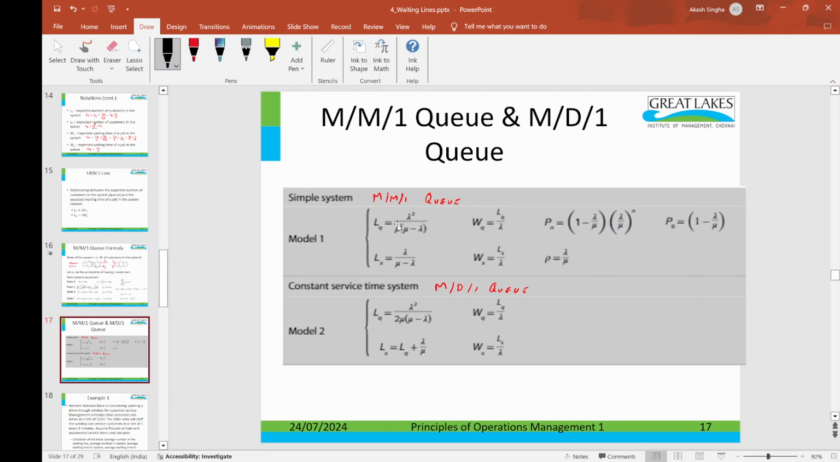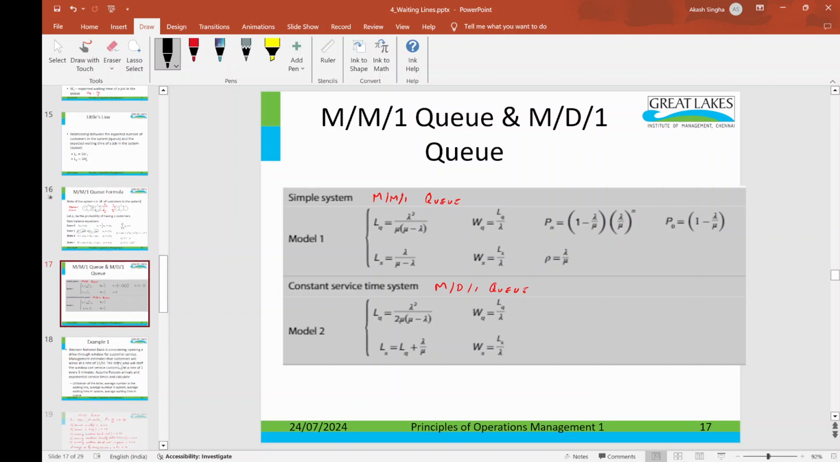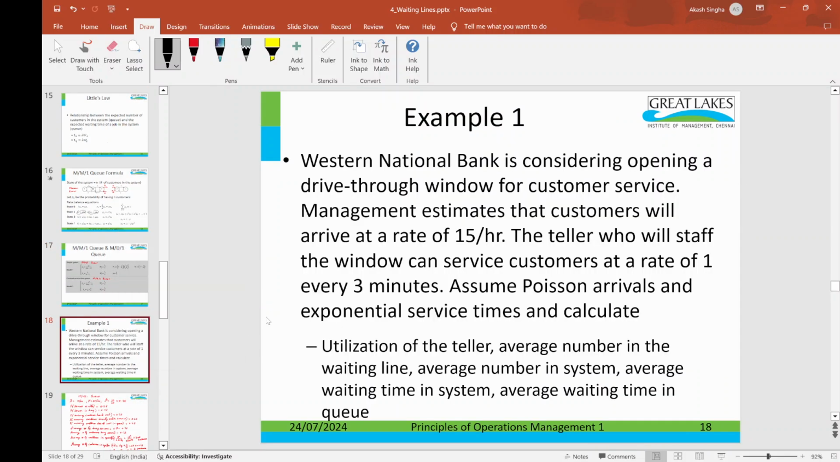P0 is basically the state where the system is empty. Then the formulas will be given in the exam for M/M/1 and M/D/1. The only difference is a division by 2, and WQ is also given, Pn is also given, and P0. Lambda by mu is basically rho.